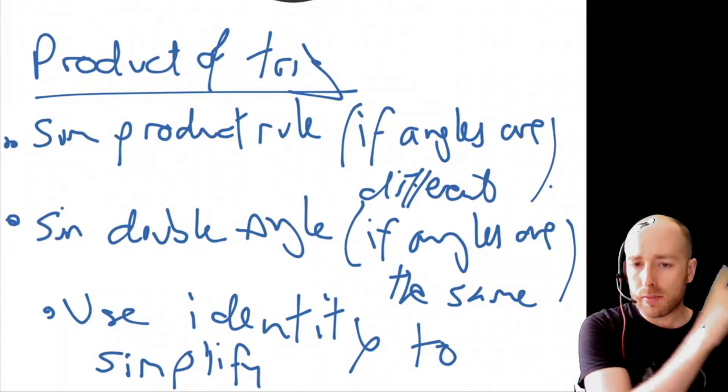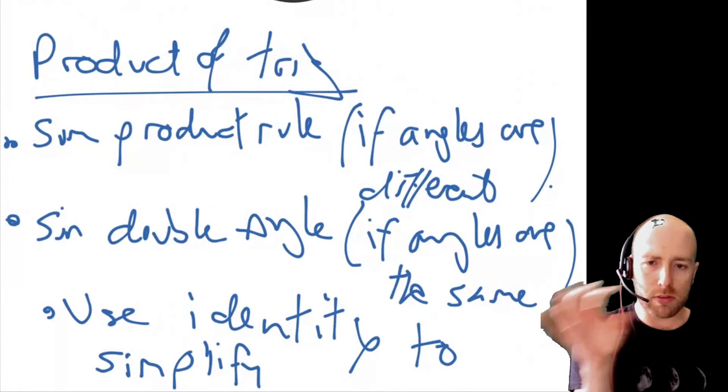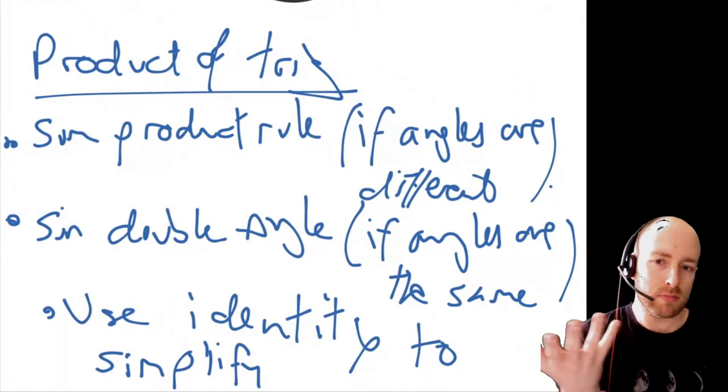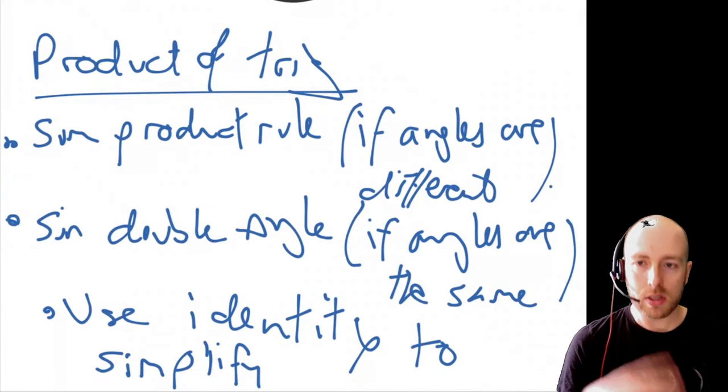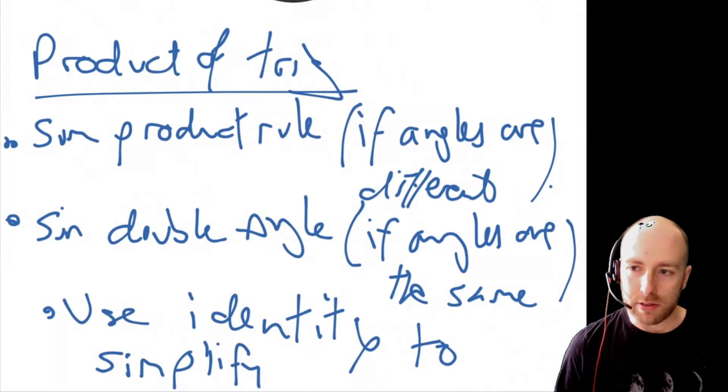The sum product rule rarely comes up as well. That's if you've got two trigs and the angles are different. It's really easy to spot because you've got two different angles, like sine 2x times cos 20x. There's no rule you can use to combine those. So you need, well there is, the sum product rule. But there's nothing else you can do with it.